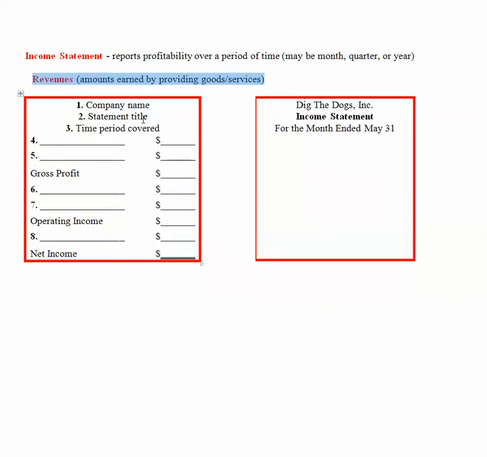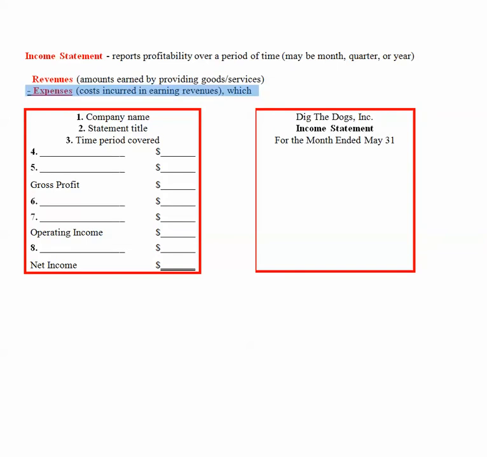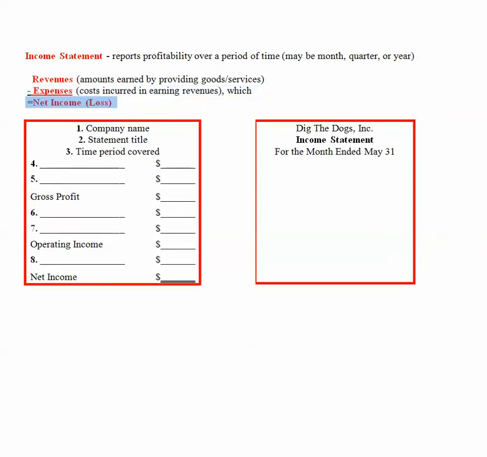This income statement reports our profitability over the period. Now again, it might be by month, or quarter, or annual. In this case, we're doing monthly financial statements. So we're going to subtract all of our expenses to get to net income.